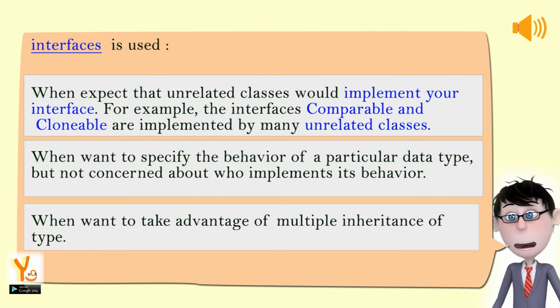Interface is used when you expect that unrelated classes would implement your interface. For example, the interfaces Comparable and Cloneable are implemented by many unrelated classes. When you want to specify the behavior of a particular data type, but are not concerned about who implements its behavior. When you want to take advantage of multiple inheritance of type.